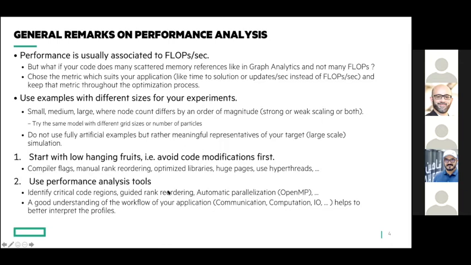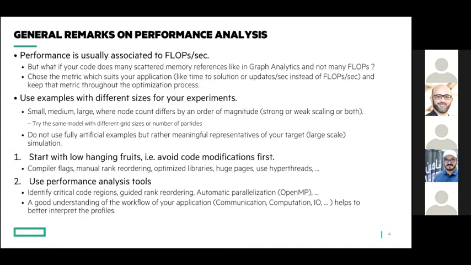Okay, here's some general remarks. Choose the metric that is the best for your application. So assume that you are doing scattered memory references in graph analytics. Flops may not be the right metric for you. So just choose a metric and keep it throughout your performance analysis and optimization procedure.